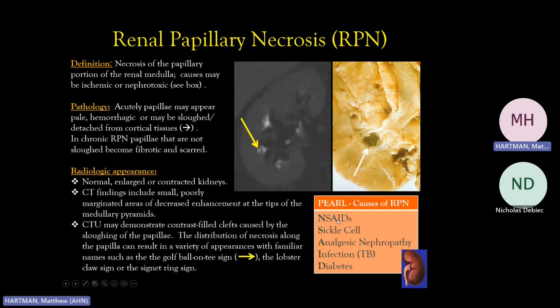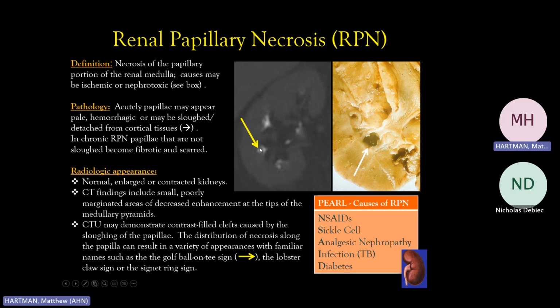But anything that can cause vascular compromise to this tenuous area here. Again, the NSAIDs can do that, sickle cell disease, other analgesics, infections, especially TB, love this area and sort of eat that area out, leaving you with a big cavity, and then diabetes working on the microvascular level.